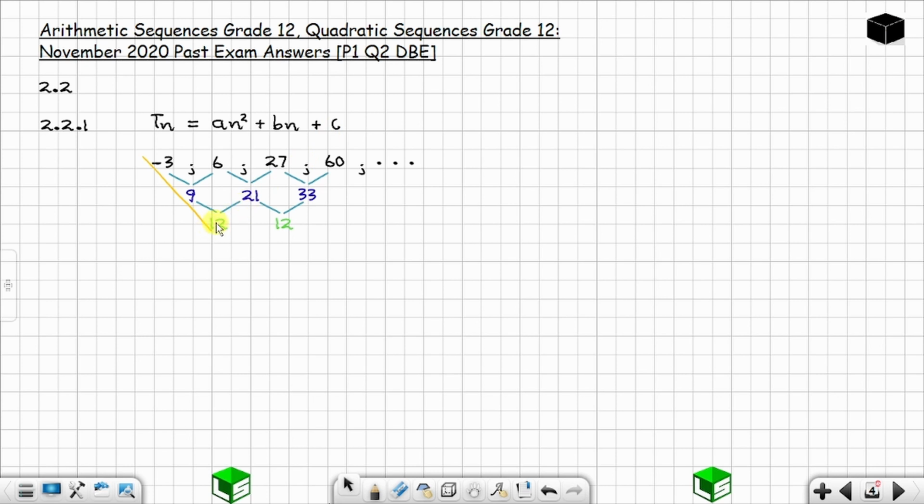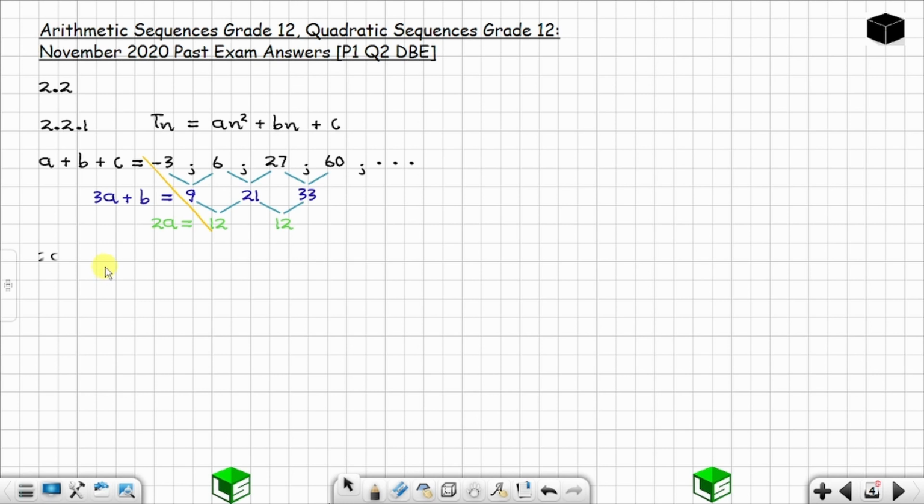So this 12 is equal to 2A, right? 2A is equal to 12. And this 9 is equal to 3A plus B. So you have 3A plus B is equal to 9. And this -3 is equal to A plus B plus C, right? A plus B plus C is equal to -3. Always use the numbers in the diagonal when you are trying to determine your A, B, C for a quadratic number pattern. Now from here you start with the first one because it has one unknown, which is A.